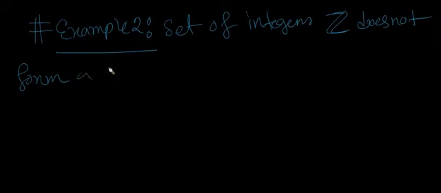Similarly, we can do it for rational numbers, but let's take another example, a counter example, where we want to see something that does not form a field. So let's take our example 2. For this, we are going to consider the set of integers. The problem statement is that the set of integers, Z, denoted with this bold Z, does not form a field.